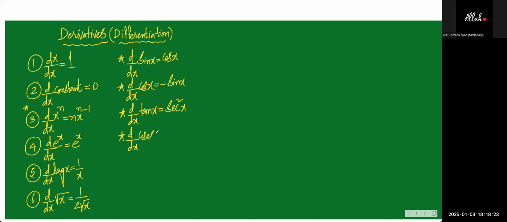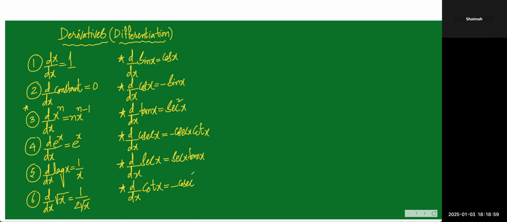Why should we unnecessarily waste our time? Minus cosecant x into cot x. Next, derivative of secant x. That is equal to secant x into tan x. Secant x into tan x. Can you tell me the last one, Shaima? What is the derivative of cot x? Minus cosecant square x.